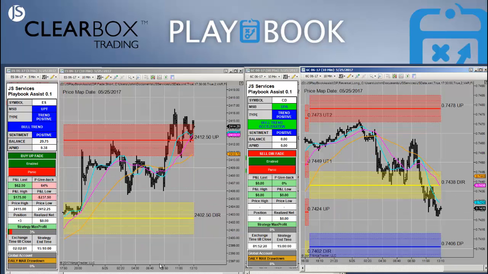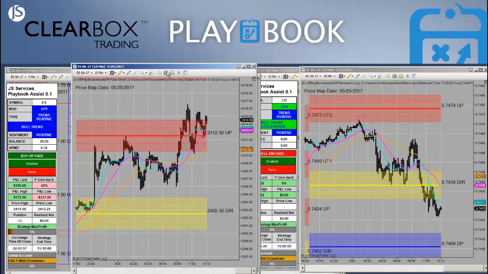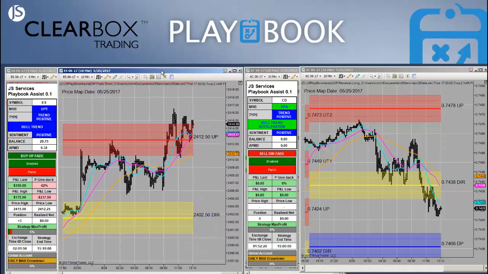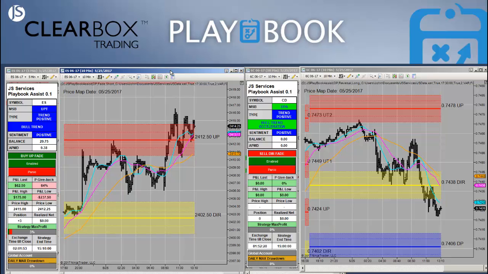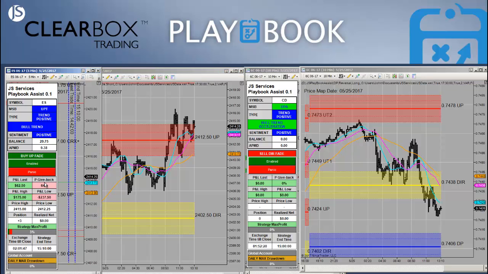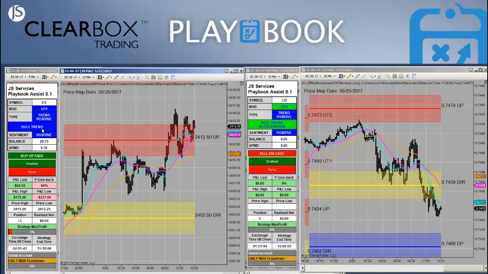Here's how I have my dashboard set up. For chart viewing, you have your dynamic chart separate that you can make adjustments on and put indicators or trend lines or whatever you like to do with your chart. Then you have a separate chart that is running your algos, and you can watch the Playbook Assistant and monitor. Here my P&L is up 25. My P&L high was at one time 175, and my P&L low was 237. So all within my thresholds of adjustments.